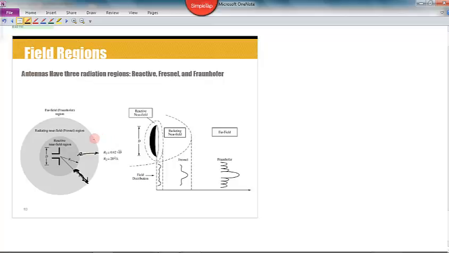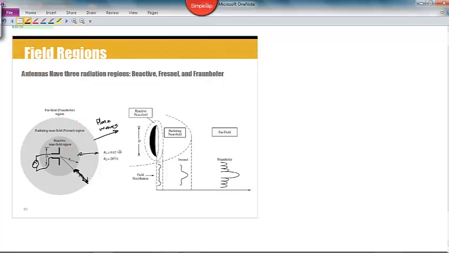In the far field region, which is the distance beyond this light gray circle, the angular field distribution is independent of the distance from the antenna, and this is called the Fraunhofer region, and this is where the plane wave approximation takes over. And that distance is 2 times the largest dimension of the antenna squared divided by lambda, where lambda is just the wavelength of whatever the driving signal attached to the antenna is. So what does this mean for us?